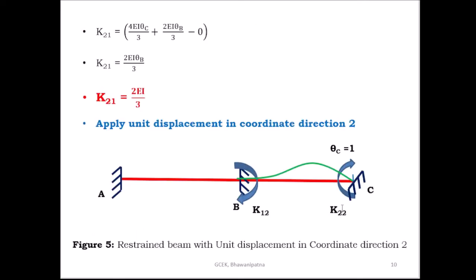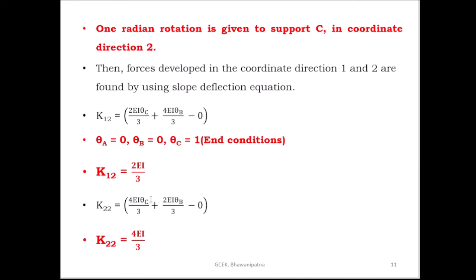K22, the force developed at coordinate 2 due to unit displacement at coordinate 2. K22 is equal to 4EI theta C by L plus 2EI theta B by L, that is 4EI theta C by 3 plus 2EI theta B by 3. Then K22 is equal to 4EI by 3.